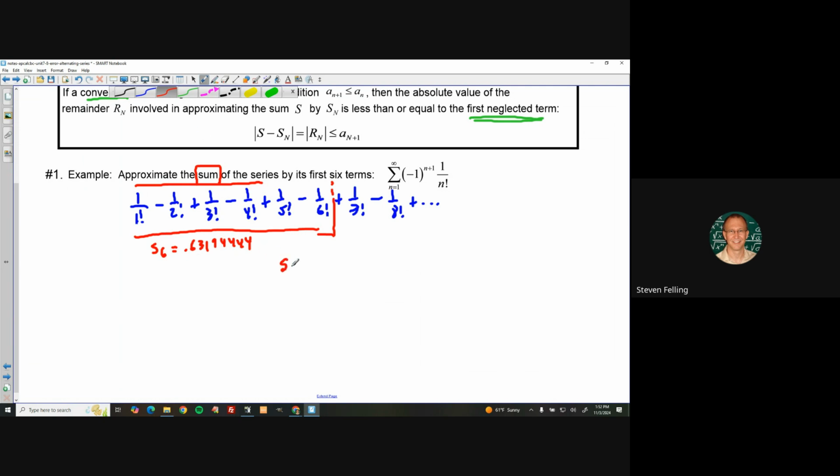So I could take my S6 number. The actual sum S is going to be somewhere between S6 plus the error or S6 minus the error. So the real sum is somewhere between those. The question is, how big is the error? Well, the theory says that the error is less than or equal to the first neglected term. So the first neglected term is 1 over 7 factorial.